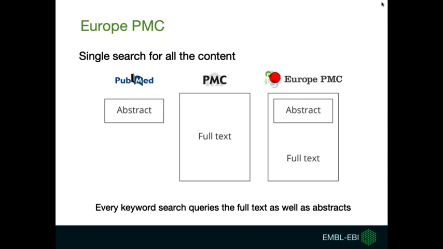You must be wondering how Europe PMC is different from PubMed and PubMed Central. When you search in PubMed, you will query only the abstract. And when you search PubMed Central, you will query only the full text. But Europe PMC offers a combined search. So every keyword search queries the full text as well as abstracts.